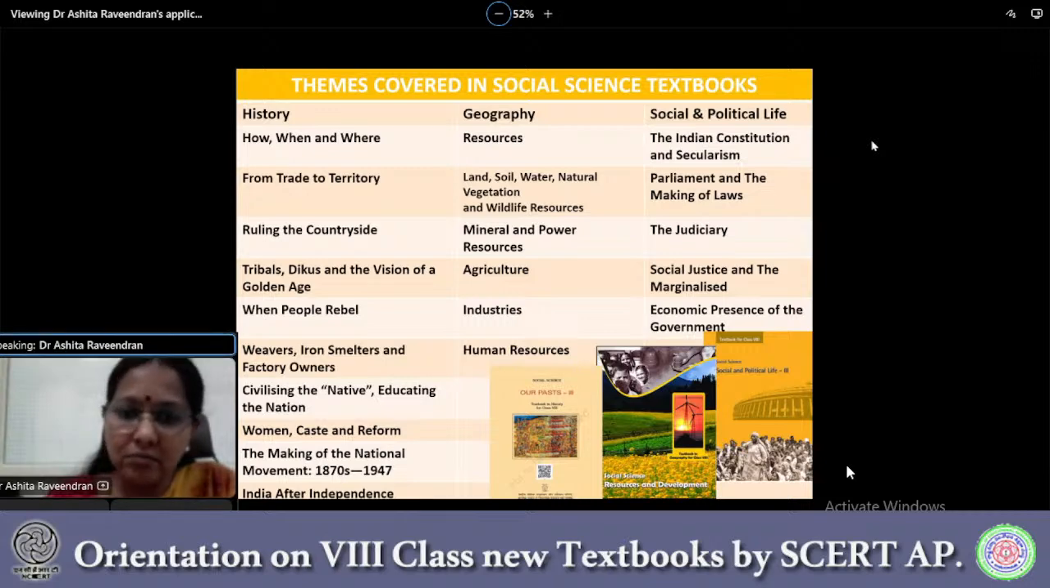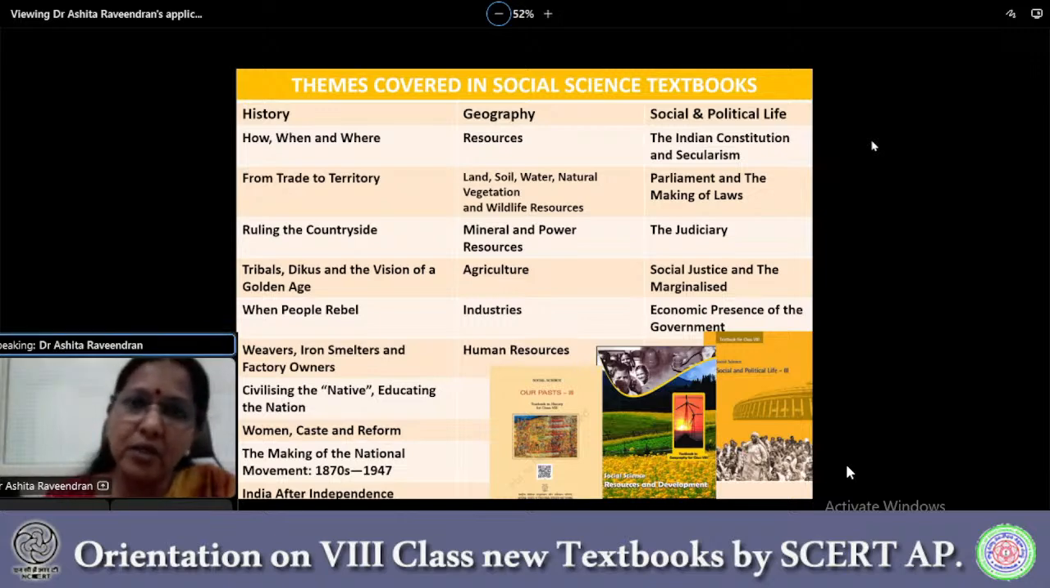It's not just human beings; they are also considered a resource. So how important human beings are as a resource in developing the whole region. If the resources are to be utilized, human skill has to be imparted so that the resources can be utilized. Now, coming to the next textbook, that is Social and Political Life.